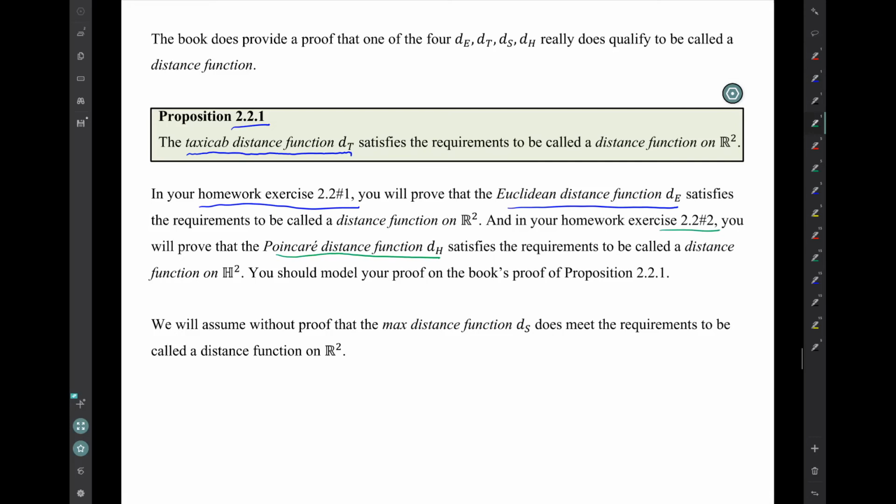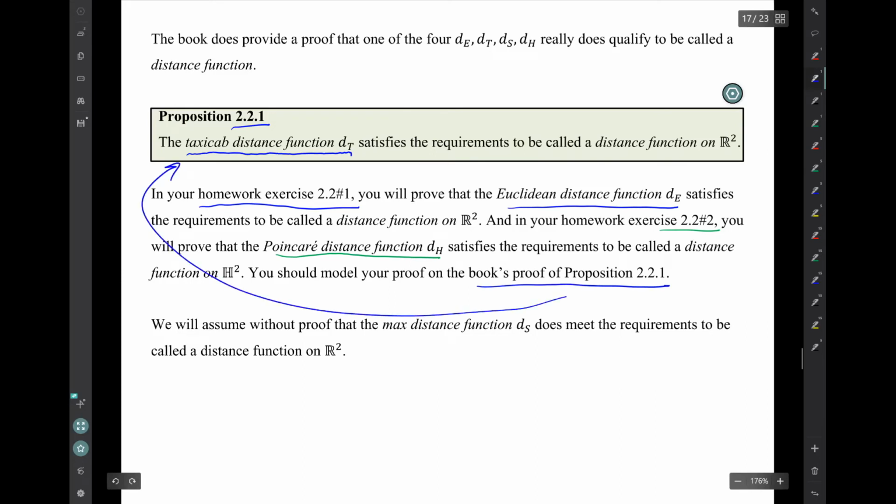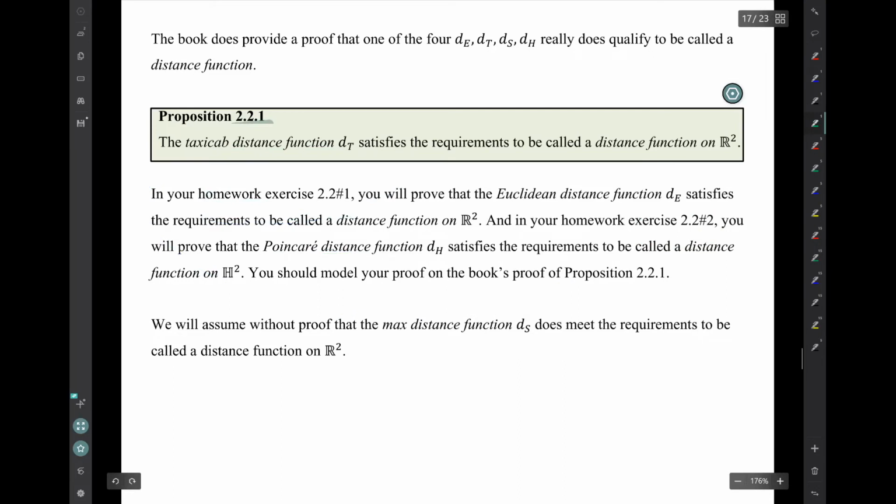You should model your proofs on the book's proof of that proposition. So study that proposition and use it as a model to do the things that you have to do in these 2 homework exercises. Now, we won't bother proving that the max distance function does meet the requirements to be called a distance function. That is an exercise in the book, but I haven't assigned it, and I won't discuss the proof.